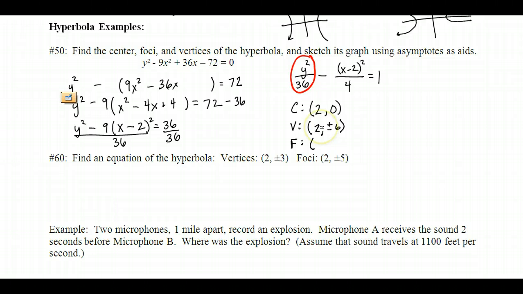So again, my y's are going to move, but in order to find our foci, we have to find our c value. Well, to do that, this is a squared, here is b squared, and our formula says to add them together. So a squared plus b squared equals c squared. a squared is 36 plus b squared is 4. That tells us that 40 is equal to c squared.